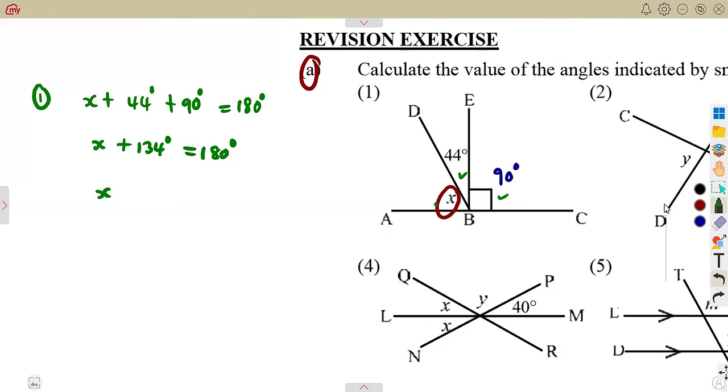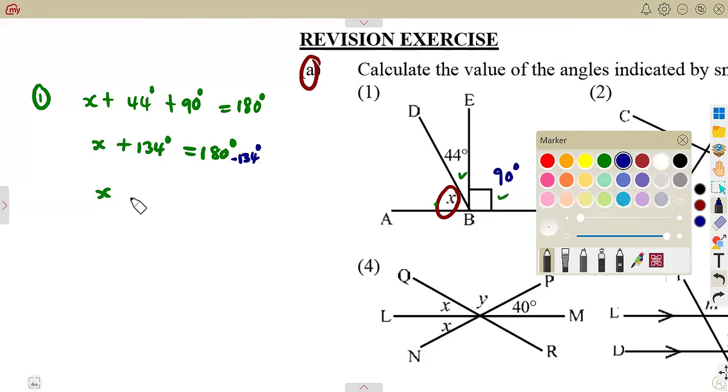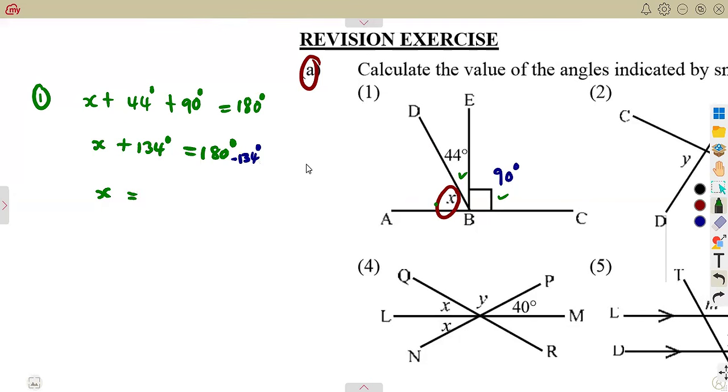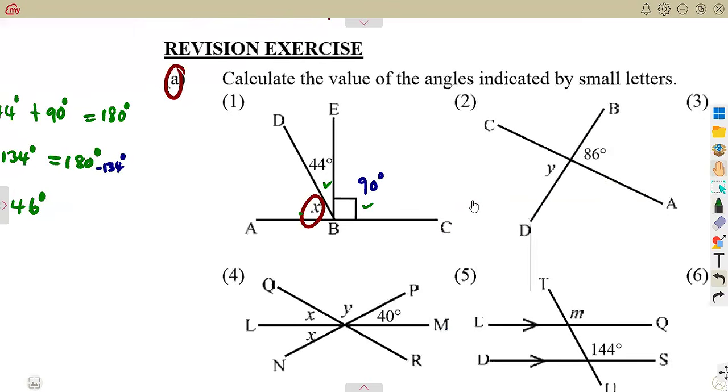So let's solve for X. We can simply transpose this 134 to the other side of the equation. It was a plus, so on this other side, it is going to be a minus. So you're going to subtract 134 on the other side of your equation. So X was going to be the difference there, which is 46 degrees. So X was going to be 46 degrees. You solve the equation that you're given. All right, so that's X for you.